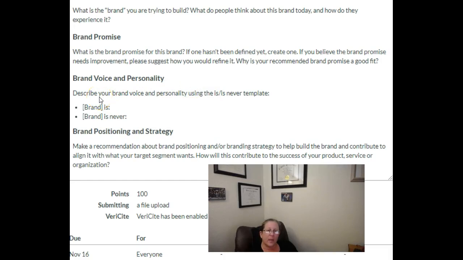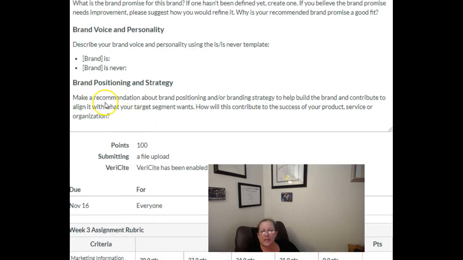And then describe your brand voice and personality. You're going to use the template, the brand is, and the brand is never. And then last is the brand positioning and strategy. You're going to make a recommendation about the brand positioning or the brand strategy to help build the brand and to contribute to align it with what your target segment wants. And then how is this going to contribute to the success of your product, your service, or your organization?